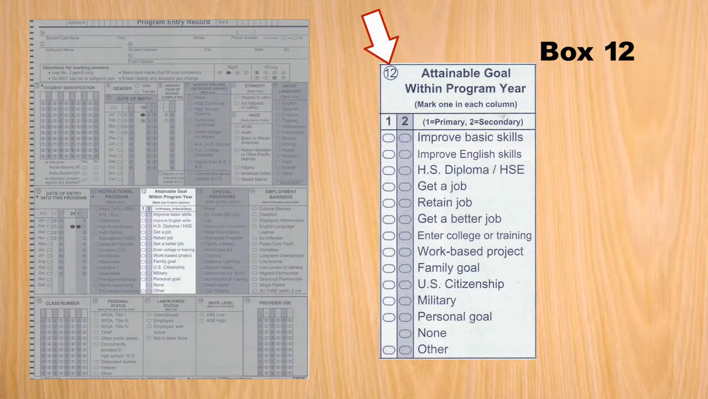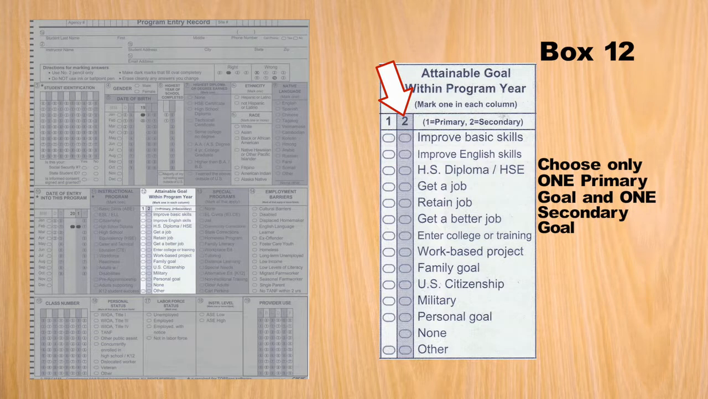Box 12 asks you to choose a primary and secondary goal that you feel you can try for within 1 year. On the left column, choose a primary goal, and in the right column, choose a secondary goal. Choose only one goal for each column.